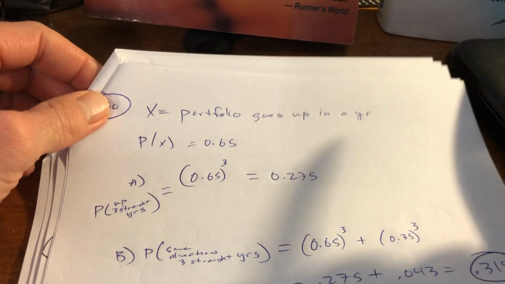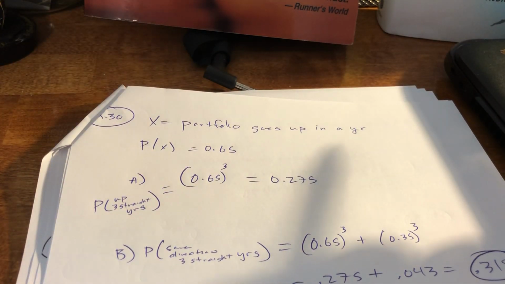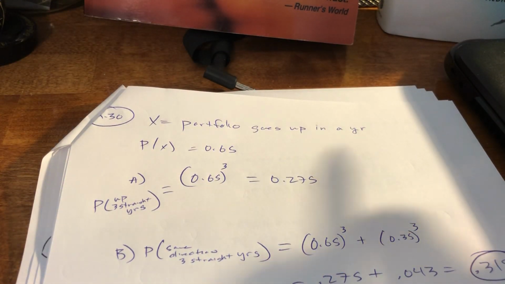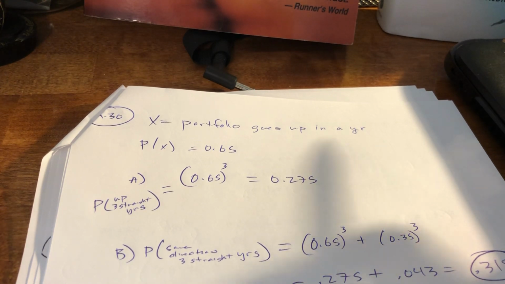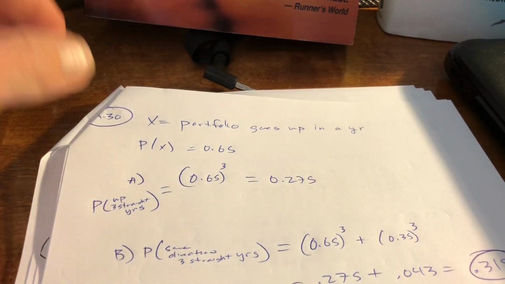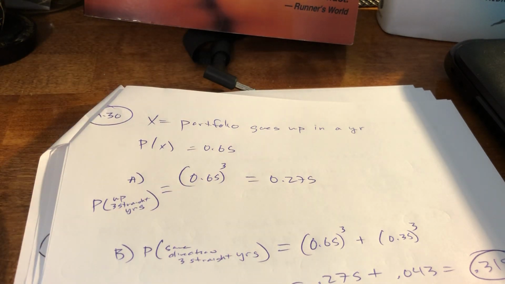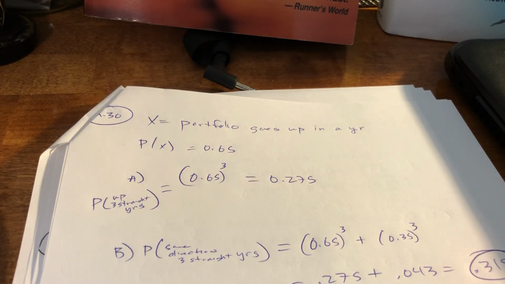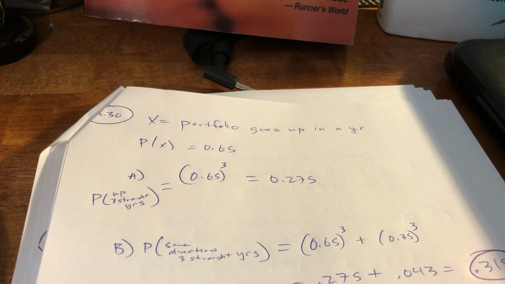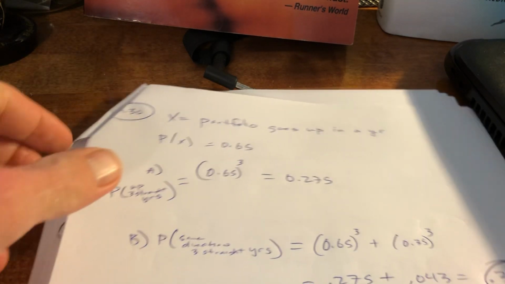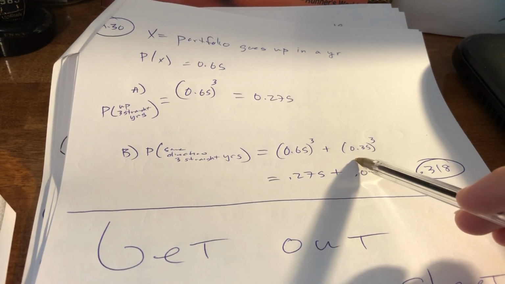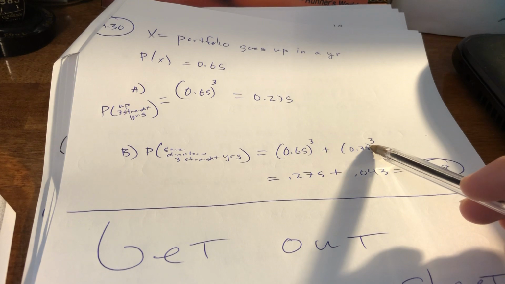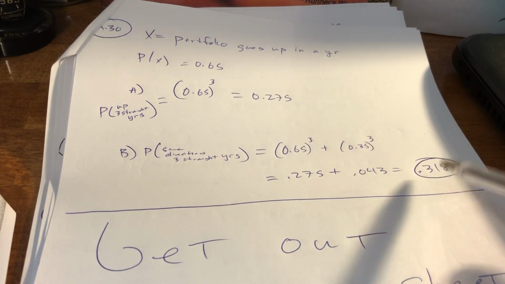X is a portfolio that goes up in a year, so the probability of that is 0.65. That's what it's saying. Okay. So what's the probability that it goes up 3 straight years? Maybe 0.65 to the third. Then what's the probability? All right, so take your time, write that down. What's the probability that the portfolio's value moves in the same direction, either up or down, for 3 straight years? So we want it up for 3 straight years, but we found that already. But the probability it moves down 3 straight years would be 0.35 raised to the third because it's 3 straight times. And then we get that.